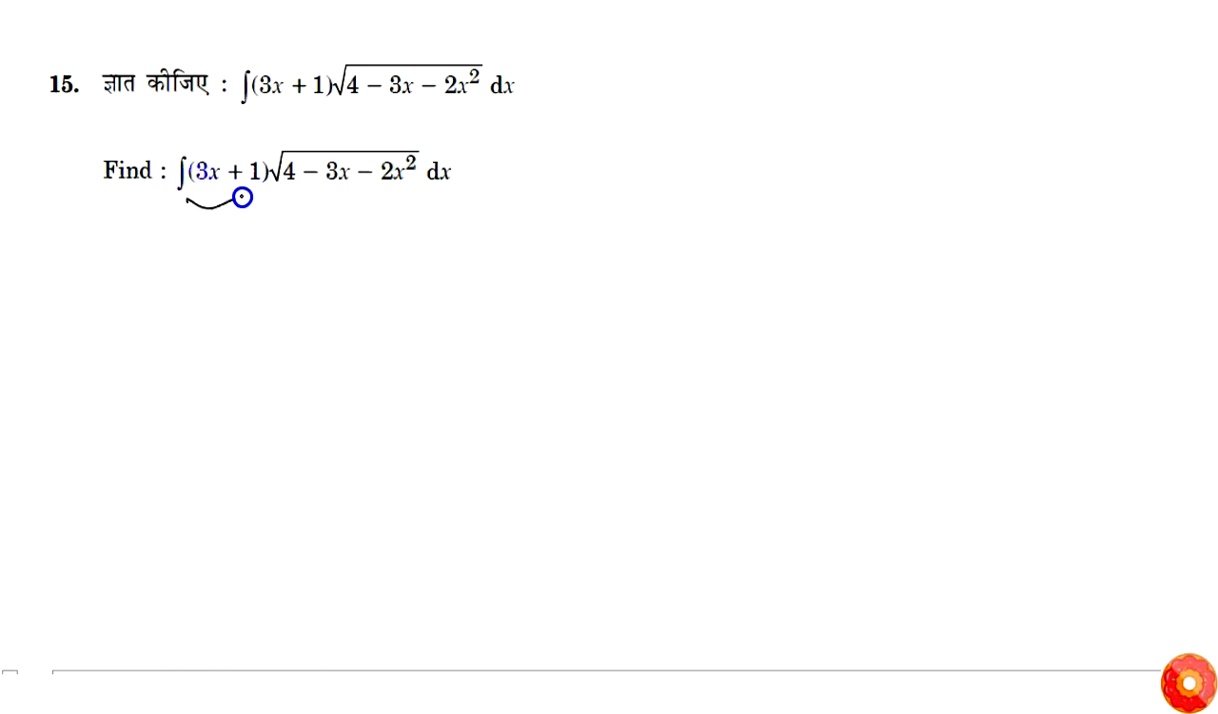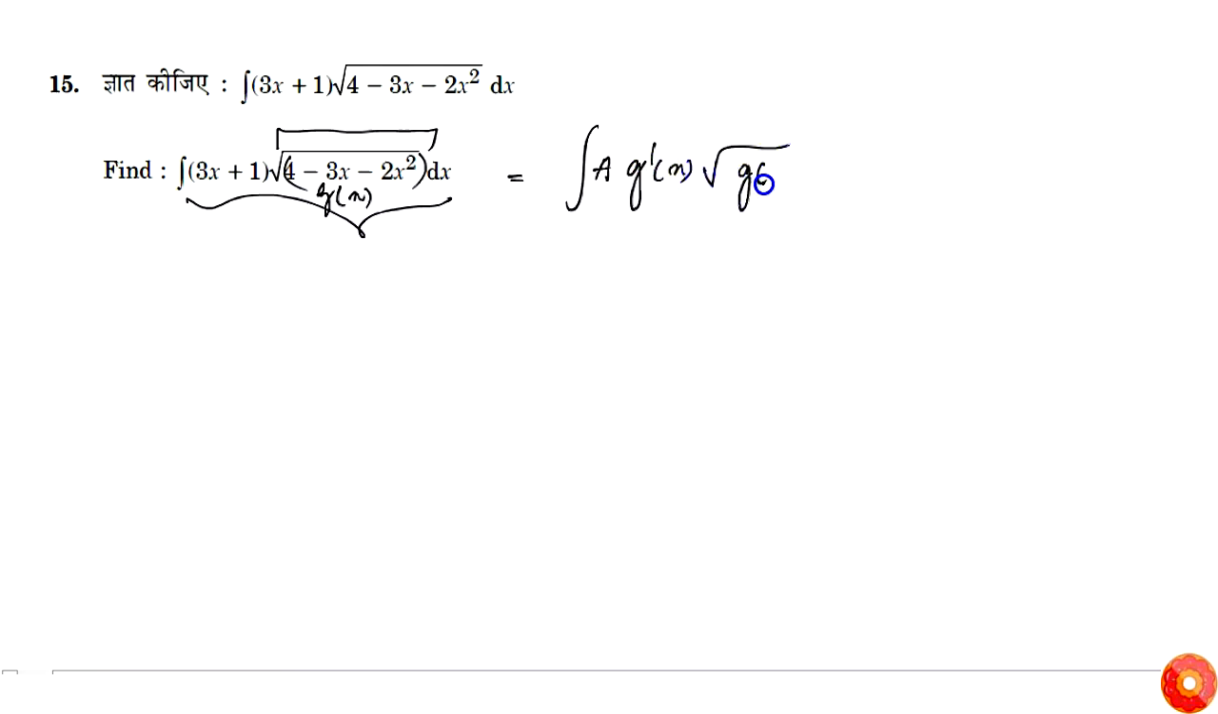In this question we are asked to find the integral of this part. So this I'll write as equal to some a into the integral of, let me call this interior part g of x, so I will write this as a into g dash of x into square root of g of x dx plus b into simply square root of g of x dx. So here I am taking g of x is equal to 4 minus 3x minus 2x square.